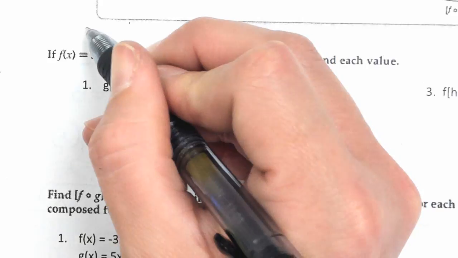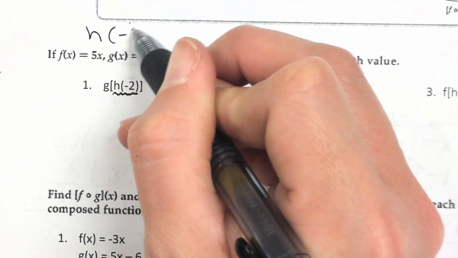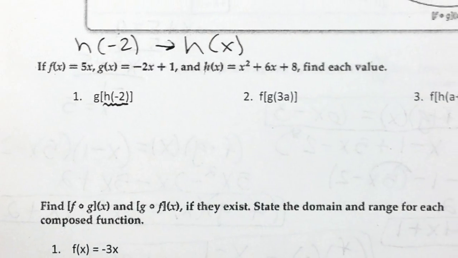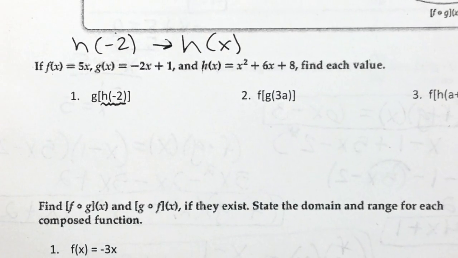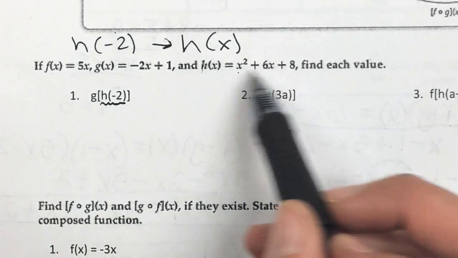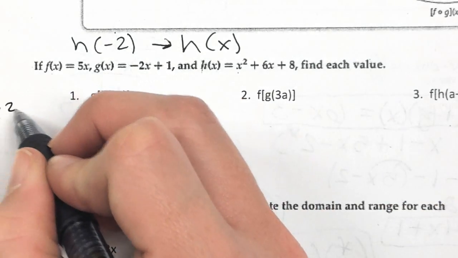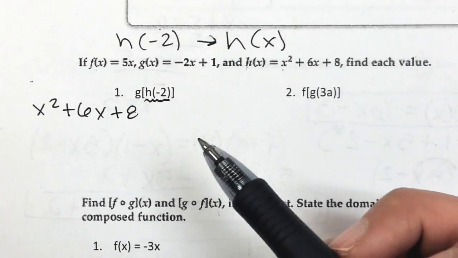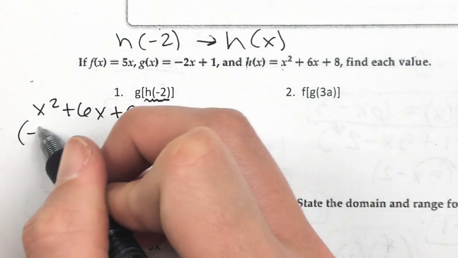I'll write that up here. Don't write it. But what's the difference between h of negative 2 and h of x? They're asking you to plug in what for x? Negative 2. So that's what we're going to do first. We're going to take this problem, our h, which is x squared plus 6x plus 8, and replace all the x's with what? Negative 2. Let's go ahead and do that.